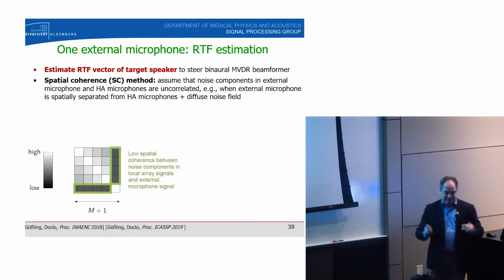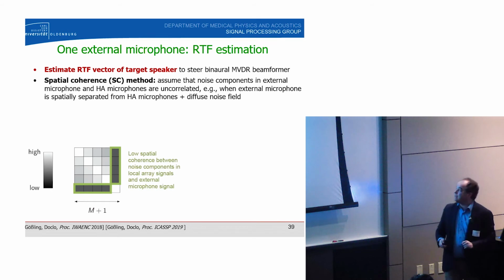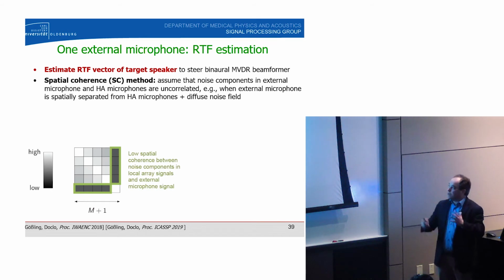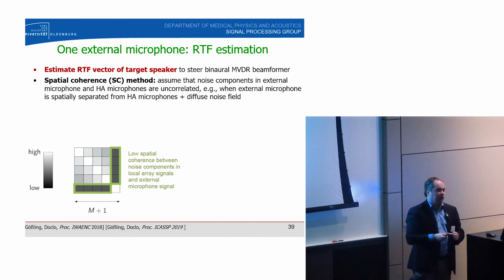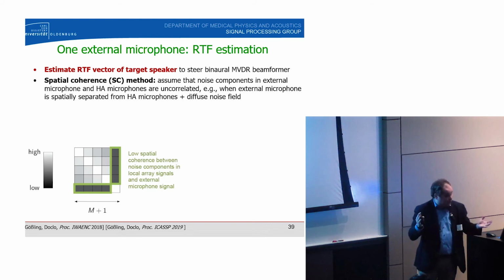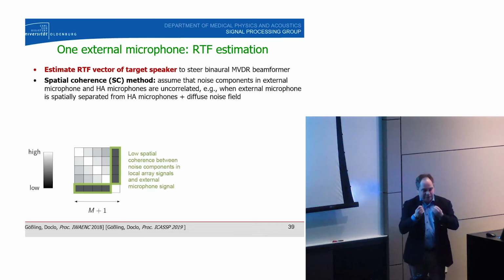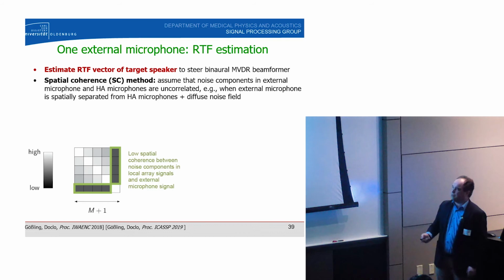And the idea is actually extremely simple. We call this the spatial coherence method. We assume that the noise component in the external microphone and the local hearing aid microphone is very small. And that actually is true, for example, when the microphones are far enough apart, and that means 20 to 30 centimeters, nothing more, and assuming more or less diffuse noise. It doesn't have to perfectly hold, but if this holds, then this assumption is pretty good.